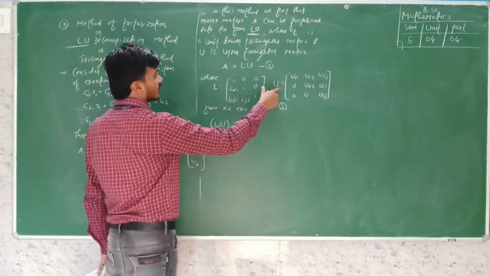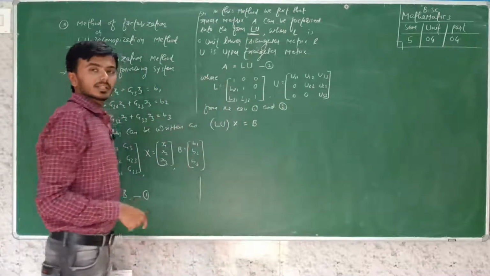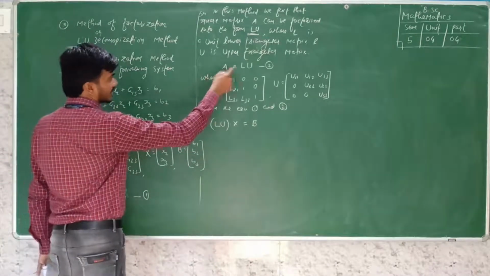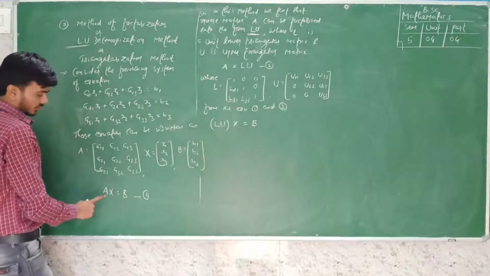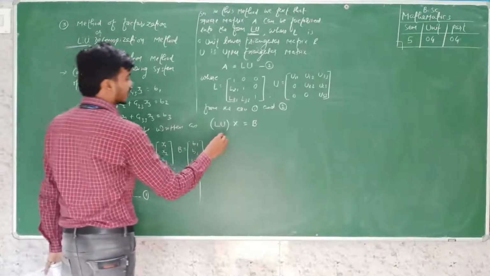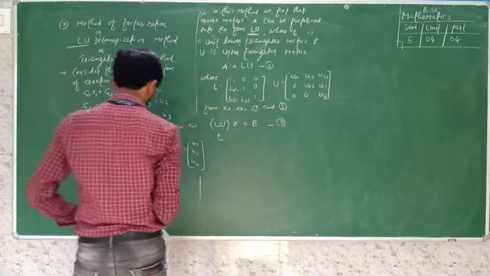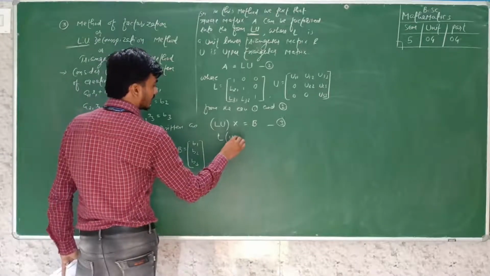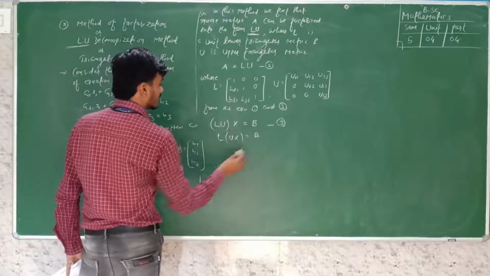So the multiplication of L into U can be represented as the square matrix A. Here A is equal to LU. Put this value in equation 1. So LU into X is equal to B. By the associative rule, this is form 3. We write L into UX, both are matrices. So LUX is equal to B.